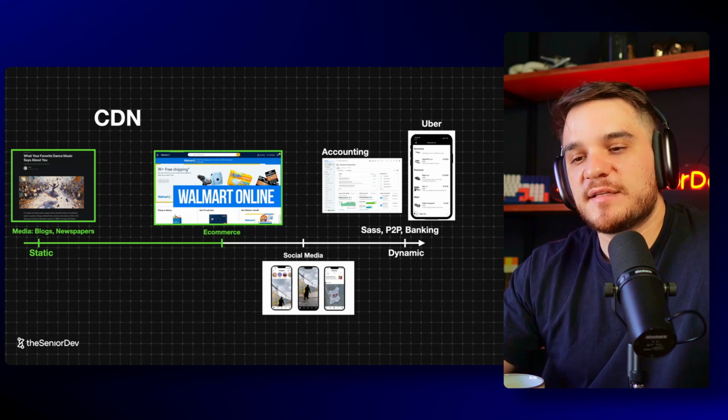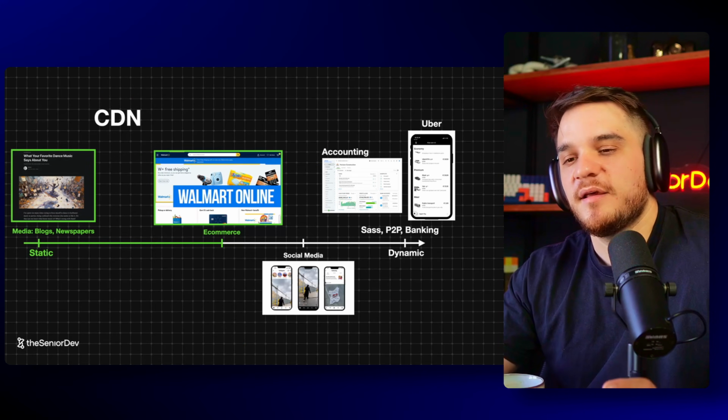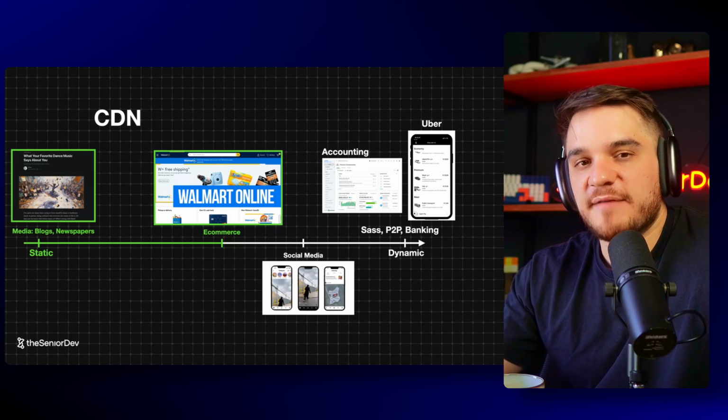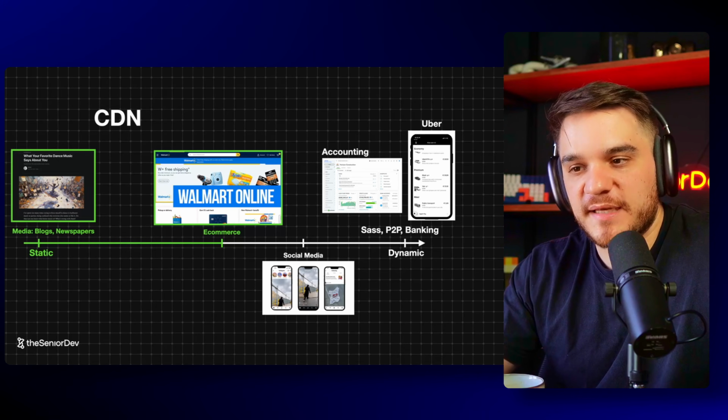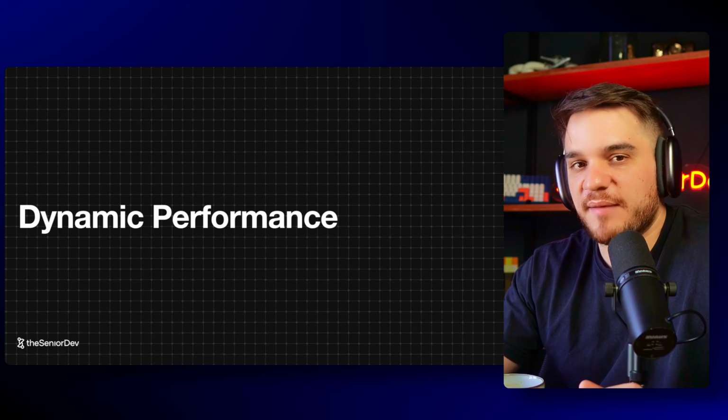Now, CDNs will help us with the static part of our application. So that's why they are great in e-commerce and media, but we still have to make our dynamic part of the website also very performant. So how do we tackle the web performance of dynamic parts?